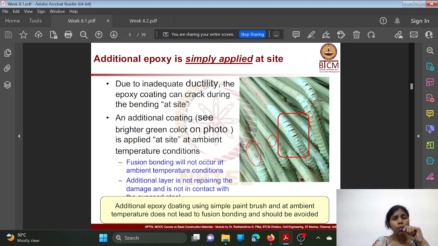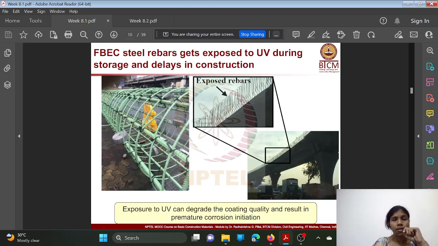So additional epoxy coating using a simple paint brush at ambient temperatures does not lead to fusion bonding and it should be avoided. So for this reason we can't do bending of epoxy coated steel rebars at the site. Before the coating itself we have to bend the rebars. Okay, and another problem with epoxy coated steel rebars is if they get exposed to UV during storage and delays in construction.